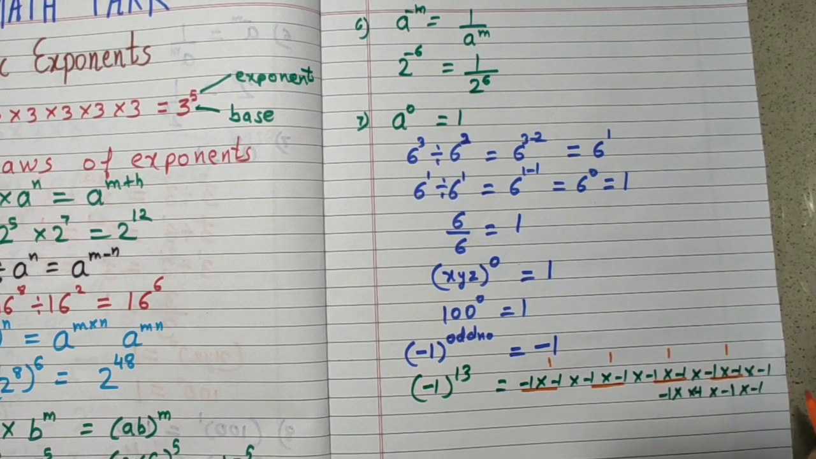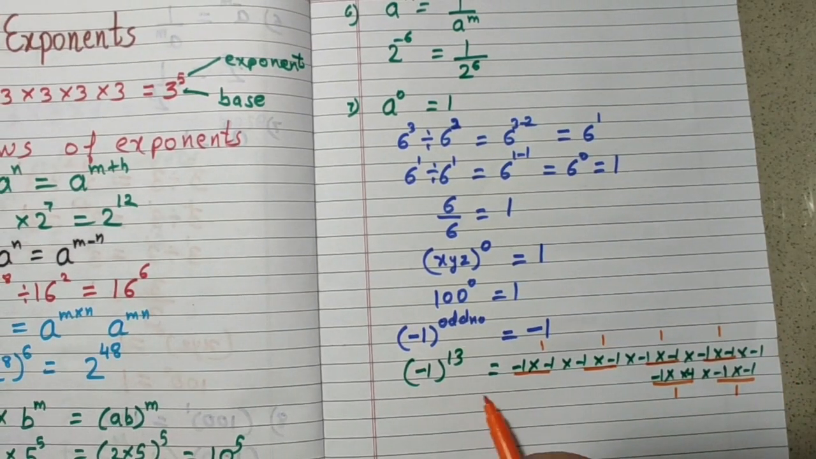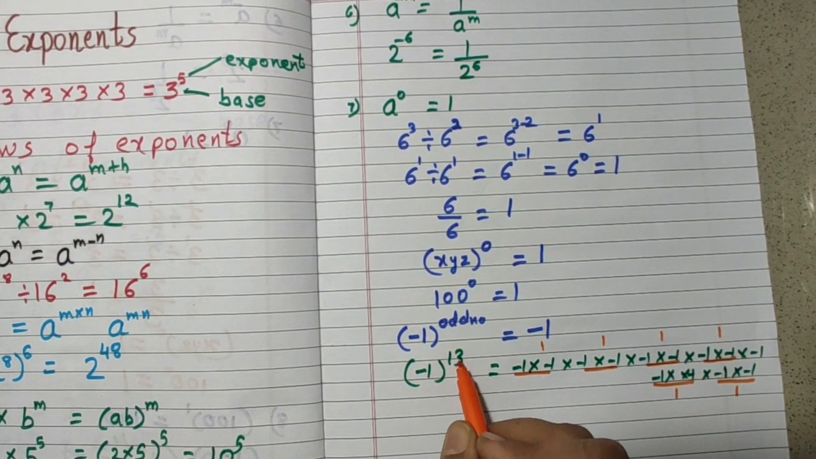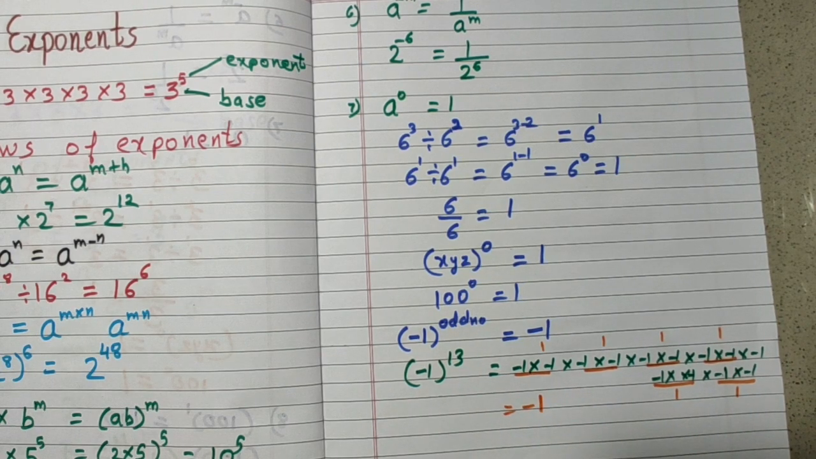Again minus into minus you are getting plus 1. Minus into minus you get plus 1. Still this 1 remains. So that is how whenever the minus 1 is having the odd power, the answer is going to be minus 1. And if minus 1 has even power, the answer will always be positive 1.